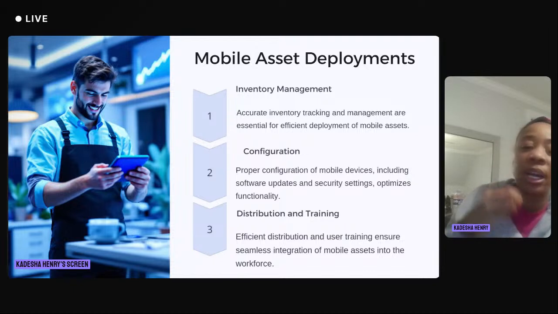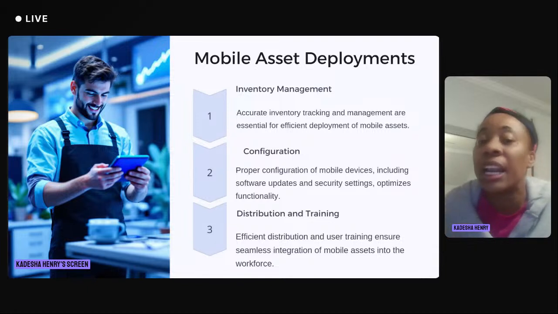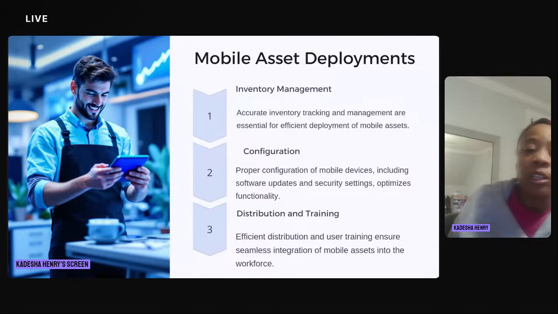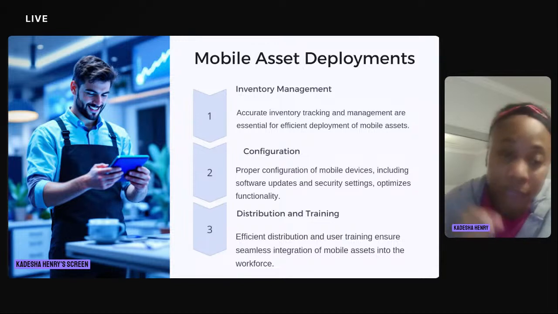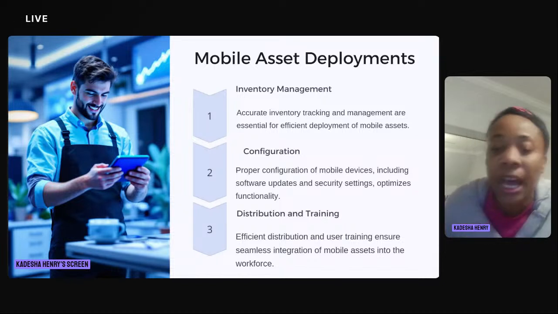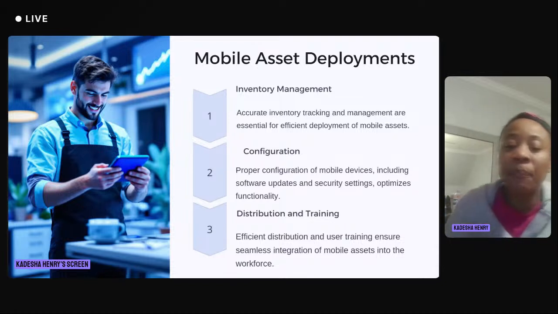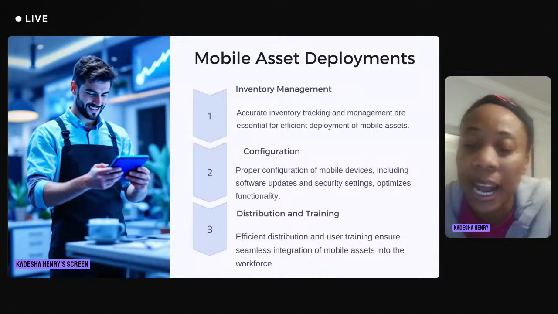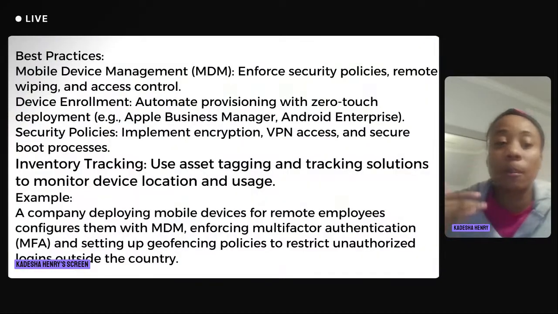We have to also ensure that the devices that we are giving to employees, or that they are bringing, also follow the policy. So if the employees are going to bring their own device to connect to our network, there are policies that those devices must follow. They must be implemented. They must be enforced, right? And then we talk about distribution and training. And we said efficient distribution and user training ensure seamless integration of mobile assets into the workplace. So we are going to train our clients, and we looked at some best practices.